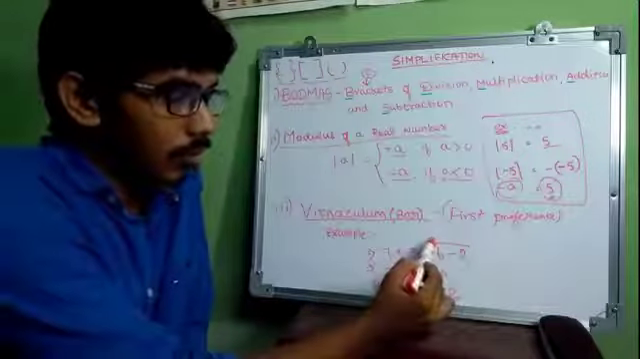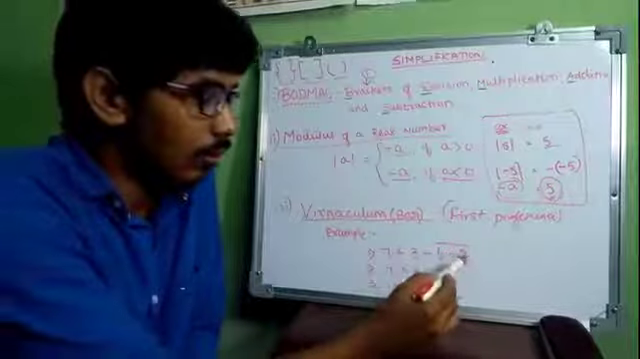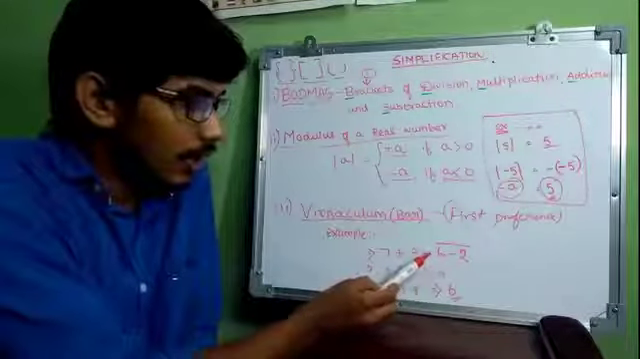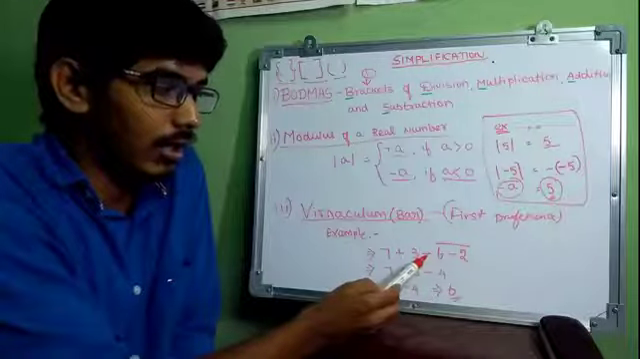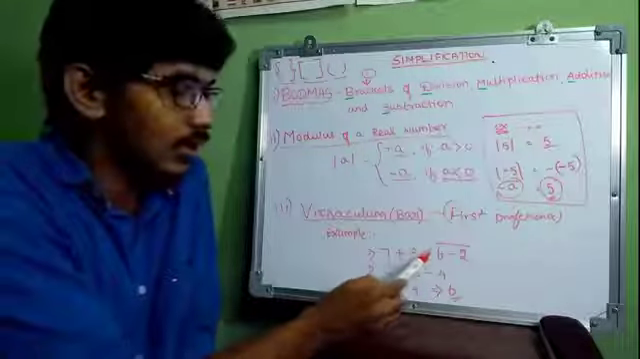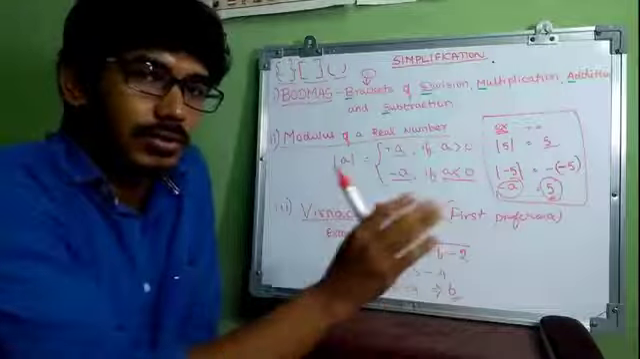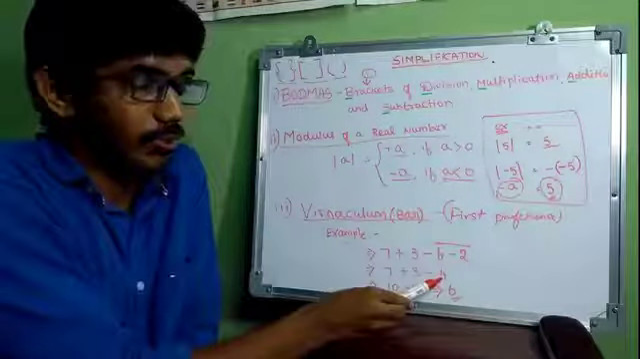So you should solve the vinculum only. Okay, first you should solve the vinculum. You no need to think about the sign before the vinculum. Here they have given minus. You should not consider this. You should think about this alone. Okay, 6 minus 2. What is 6 minus 2? 4. So I have mentioned 4.